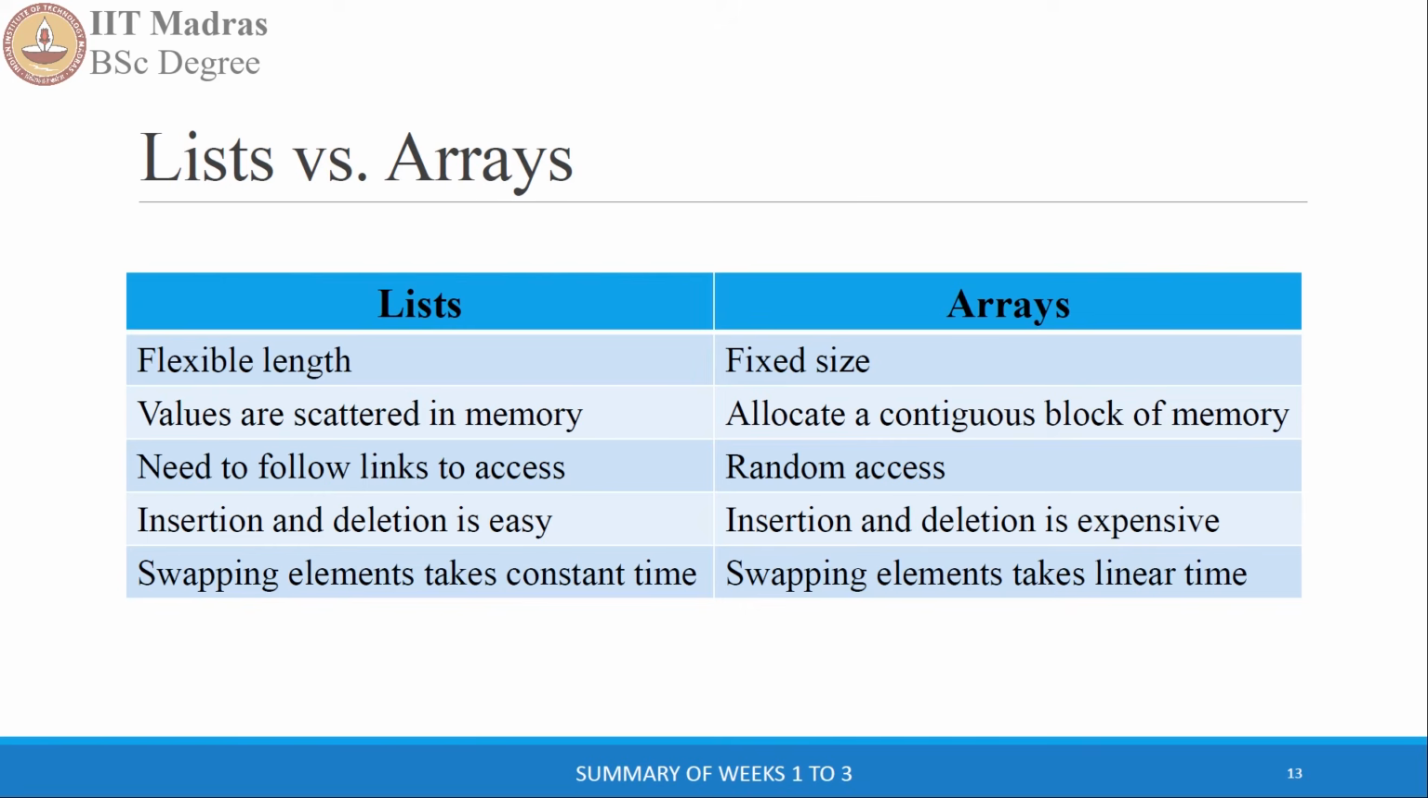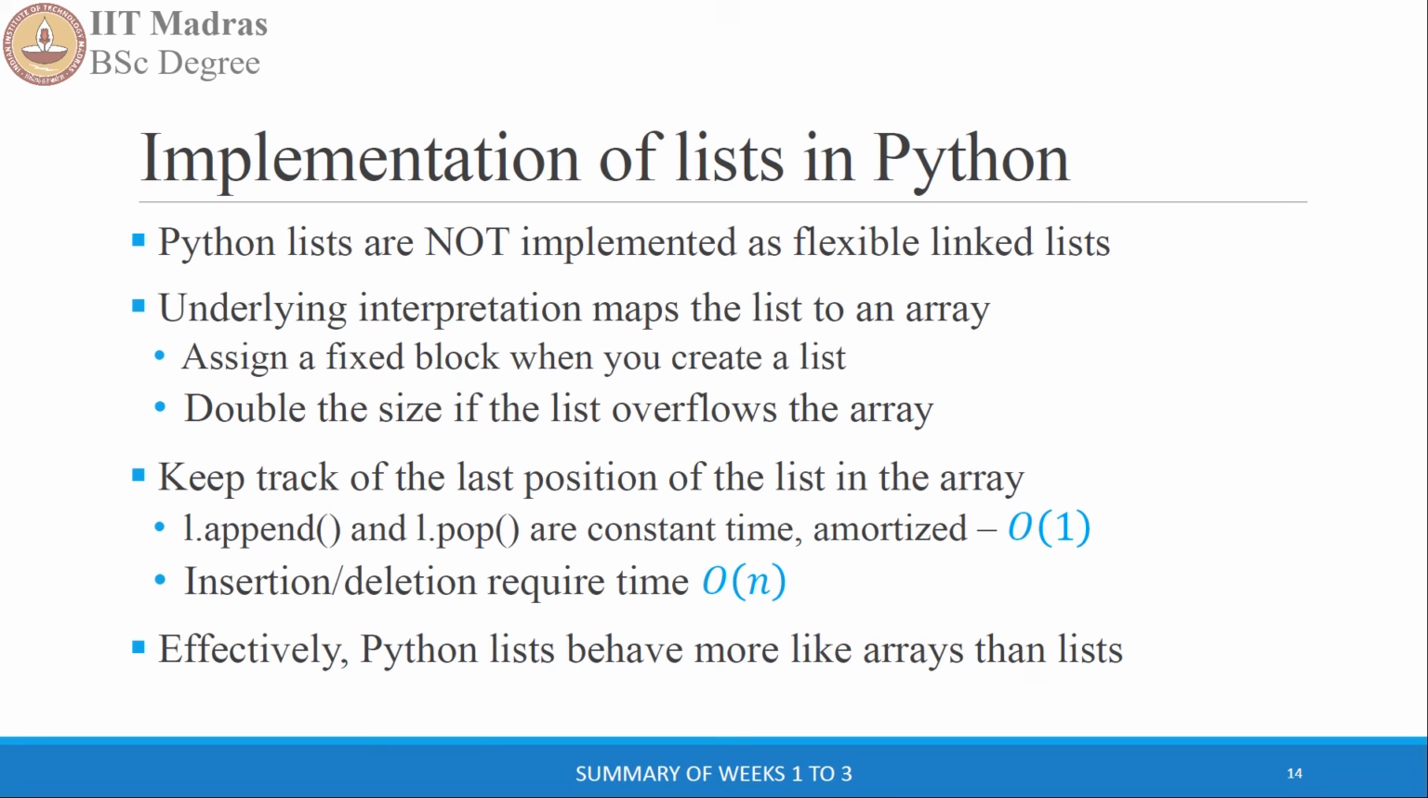After the difference between linked lists and arrays, now let's see how lists are implemented in Python. It might be surprising, but we studied that Python lists are not implemented as flexible linked lists. In fact, the underlying implementation of a Python list is using arrays, and it works as explained in these two points. Whenever we create a list in Python, it assigns a fixed block in memory, and we double the size of the array if the list overflows the internal array.